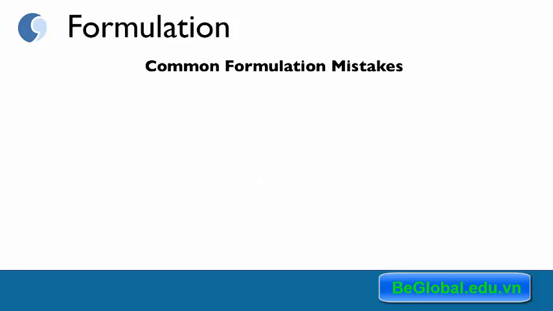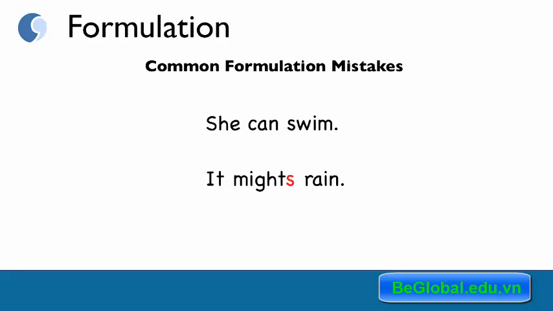Second common mistake is conjugating for he, she, and it, adding s to your verb. Remember that modals are the same for all pronouns. So it's she can swim. It might rain.